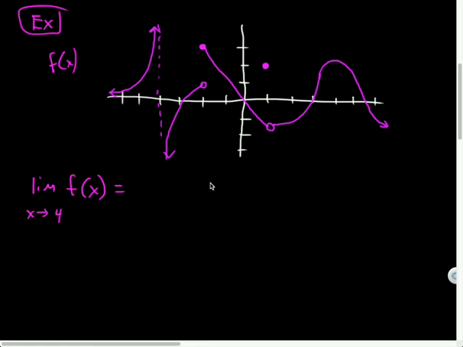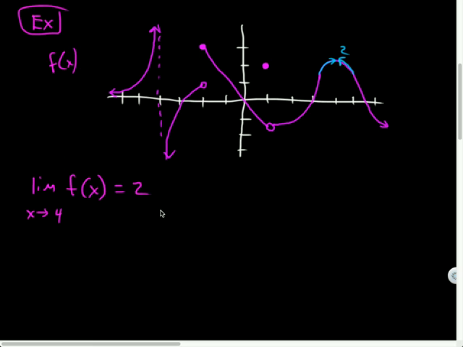What we're asking is, what does this function approach as I get close to 4? As I get close to 4 from the left and right, it appears to be approaching 2-ish, for the height there. So the limit at this point is 2. Now, question, is it continuous at x equals 4?